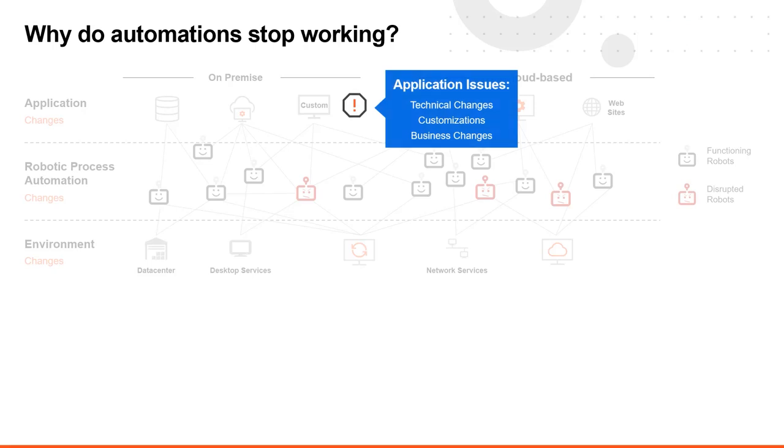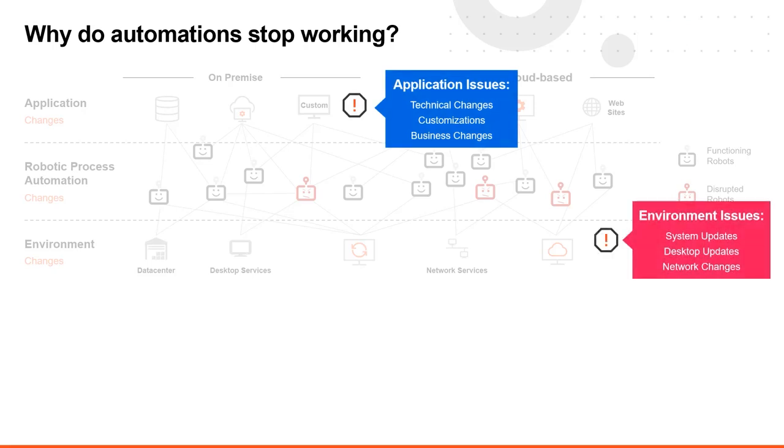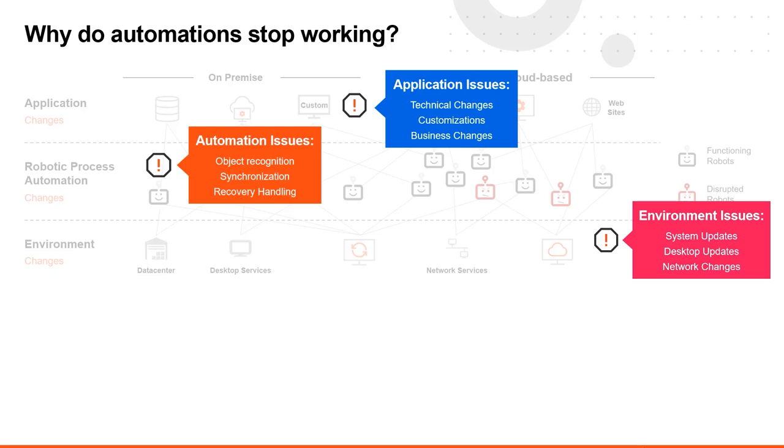production. The second problem group arises from environmental issues related to performance, system updates introduced by IT operations via security patches, or browser updates rolled out directly into the production environment. The third problem group is related to automation issues itself, consisting in poor object recognition or missing recovery handling.